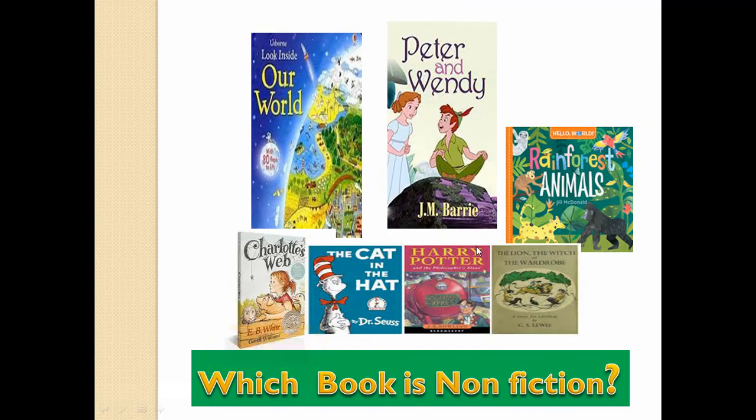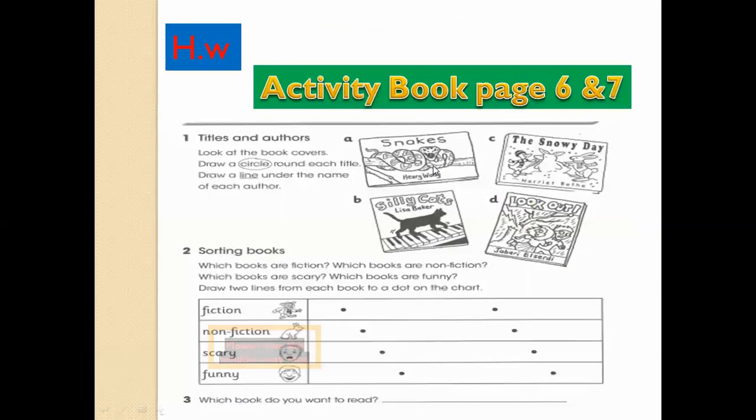Whereas Peter and Wendy, Charlotte's Web, The Cat in the Hat, Harry Potter, The Lion, the Witch, and the Wardrobe, these all are fiction books. They have characters in the story and they are telling us a story. Okay, boys, now open your activity books, page number 6 and 7. We are going to solve these.